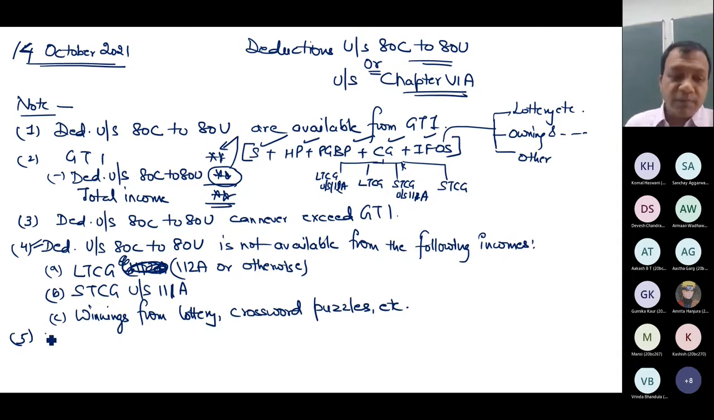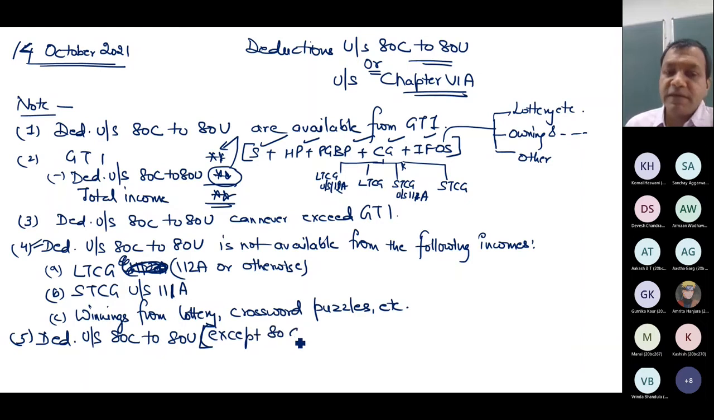Next point. These are also not allowed if you have opted for optional taxation scheme, except 80CCD. Deductions under 80C to 80U, except 80CCD subsection 2. Except this section, for your level, you cannot claim any deduction if you have opted for optional taxation scheme.